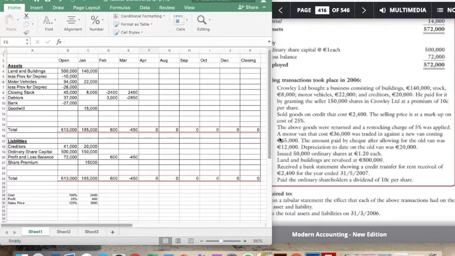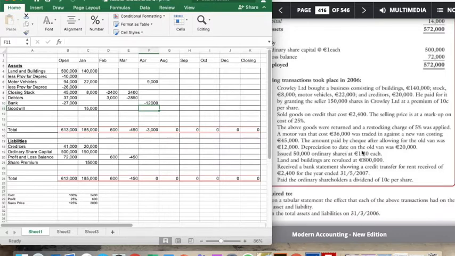So we're looking at motor vehicles that were traded in. I have a motor vehicle that costs 36 trading against a new vehicle that costs 45. So that means in my motor vehicles account, I'm going to have 36 taken out, and I'm going to add in the 45 for the new one. The amount paid by check after allowing for the old vehicle was 12. So that means I wrote a check for 12 grand, and that's a minus in bank.